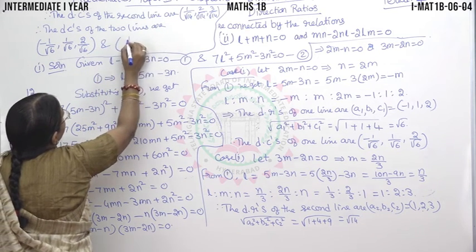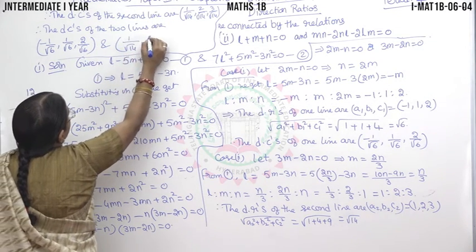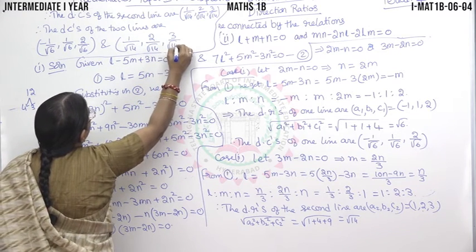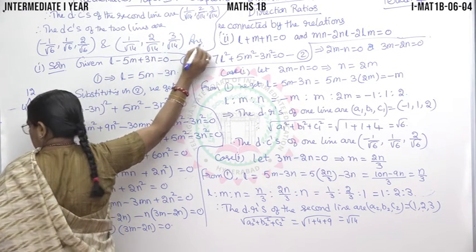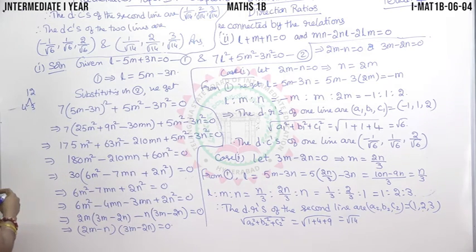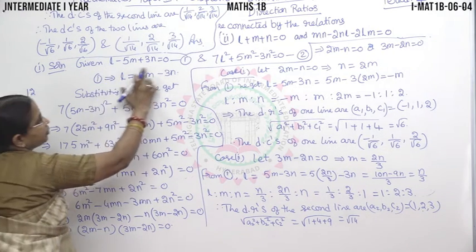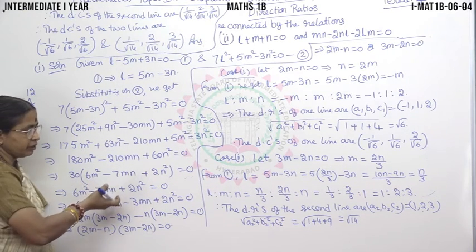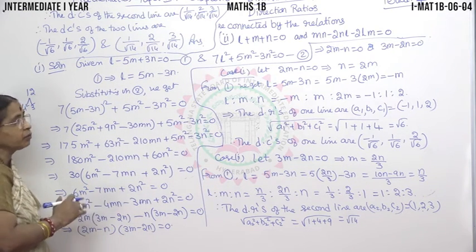And this 1 by root 14, comma 2 by root 14, comma 3 by root 14. So this is your answer. Okay. So the procedure is like this. First you are given two equations. Just understand the procedure and think that way. You can solve any type of problem.